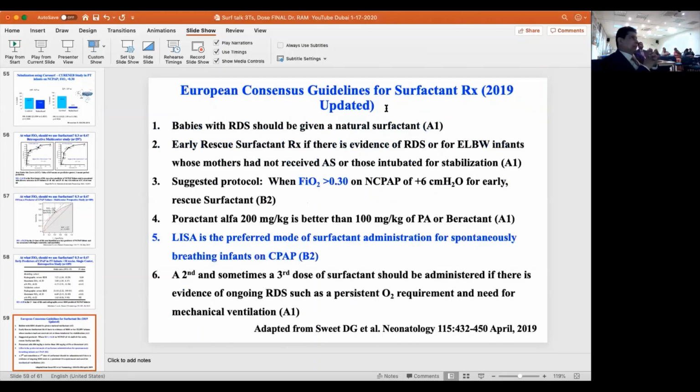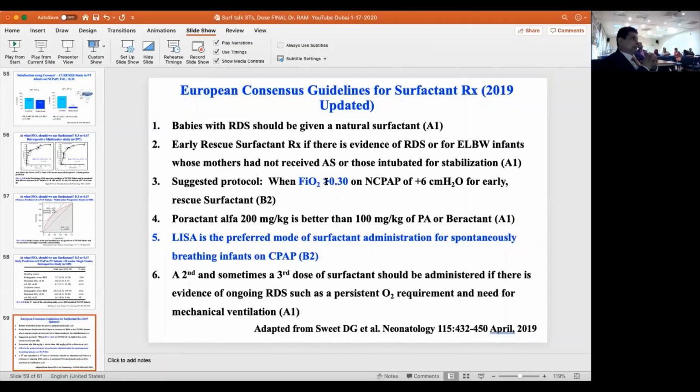So here are the updated European consensus guidelines, which are updated every 3 years. This is the most recent update last year. You can see babies with RDS should be given a natural surfactant because we don't have a good synthetic surfactant as of today. Early rescue surfactant if there is evidence of RDS in extremely low birth weight babies whose mothers have not received antenatal steroids, or the baby was intubated as part of resuscitation, no FiO2 criteria.